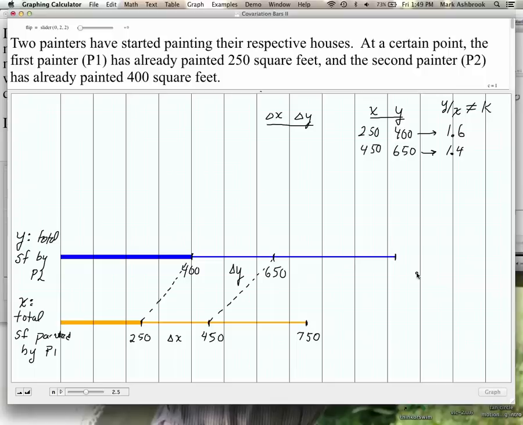What's the total amount painted by painter 2 now? 1025. So if we're checking for relative size, what kind of values are we checking? Quotient of delta y to delta x. So we need some ordered pairs of delta y and delta x. Someone give me one that we know. What's a delta x and corresponding delta y that we know? 200 and? Perfect. Is there another one we know now? 300.